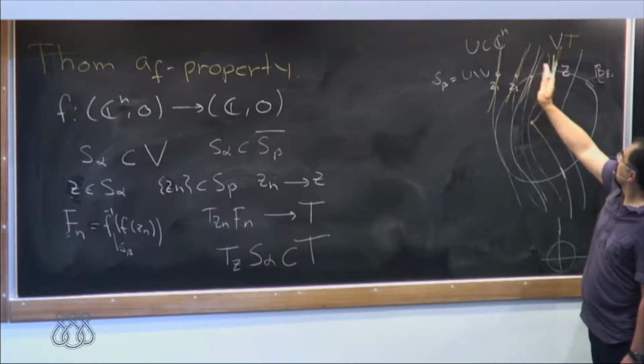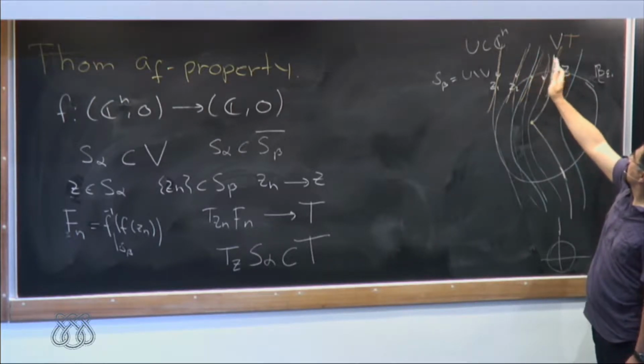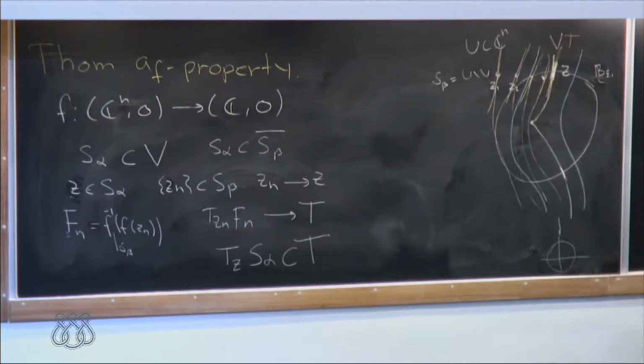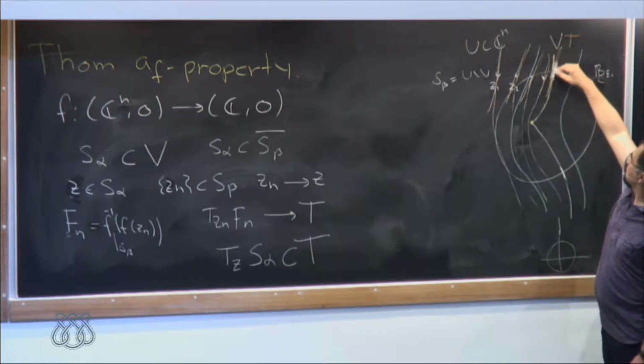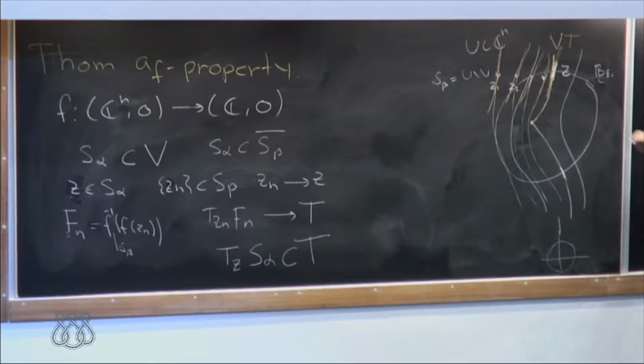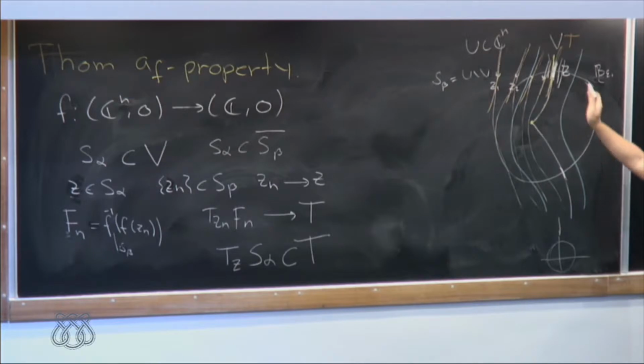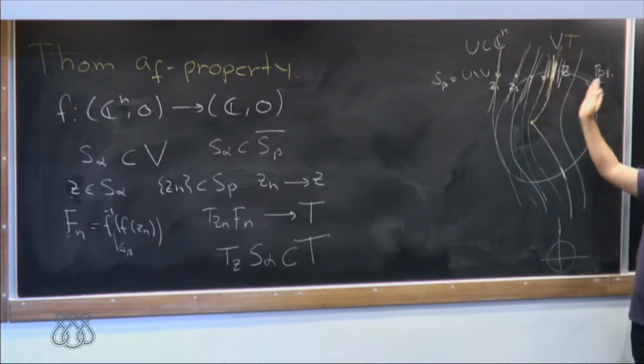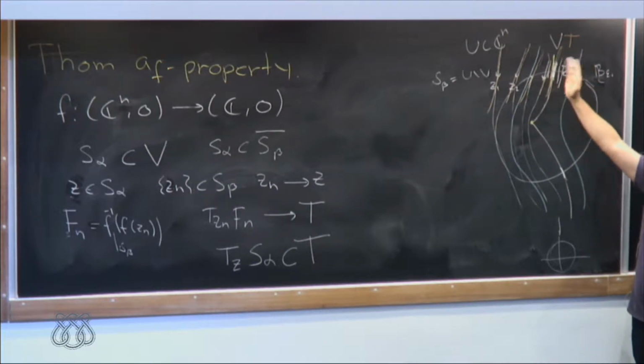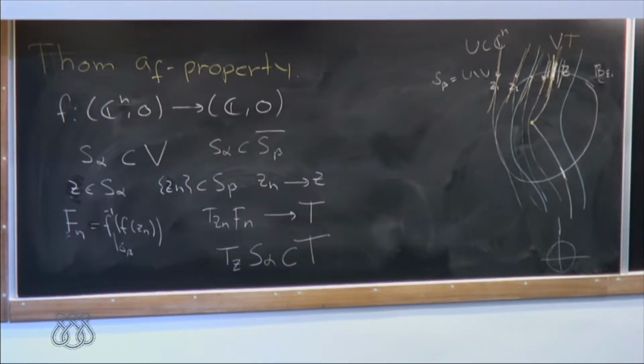And since the limit of these tangent spaces to the fibers contains the tangent space to the singular fiber, that means that the nearby fibers are also transverse. So in that way, asking for this condition, you guarantee that all the fibers in a small tube are transverse to the sphere. So basically that's the idea of the Thom a_f property and why it implies the transversality of the fibers with the sphere.